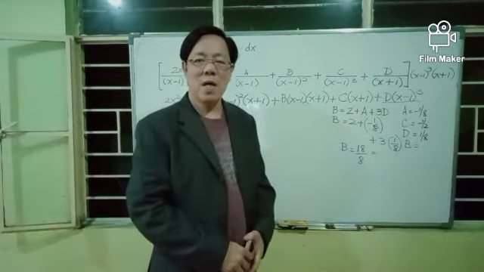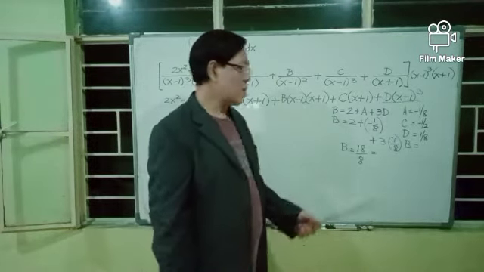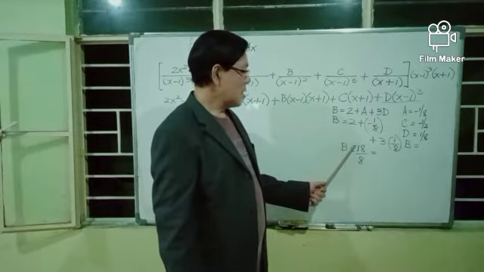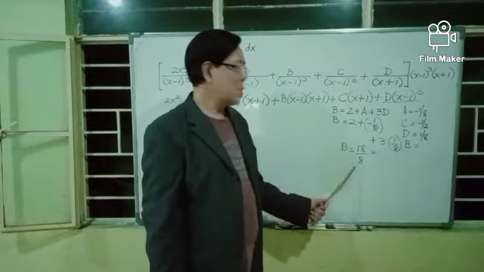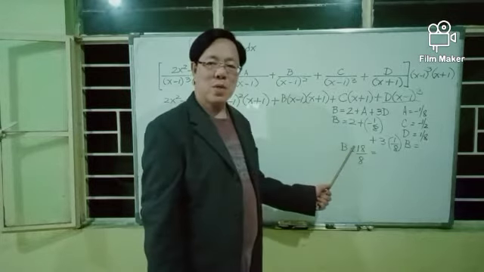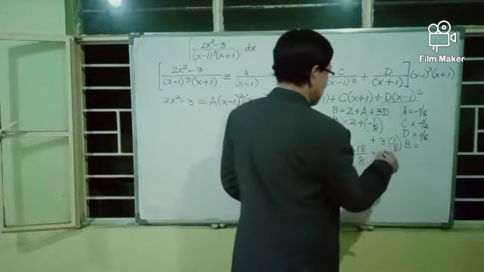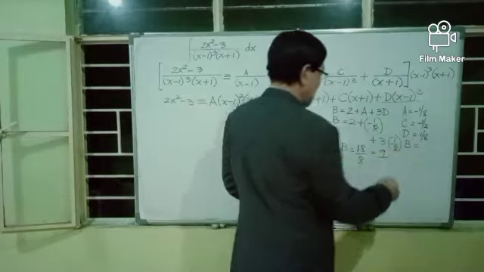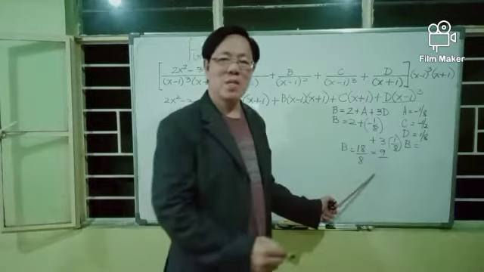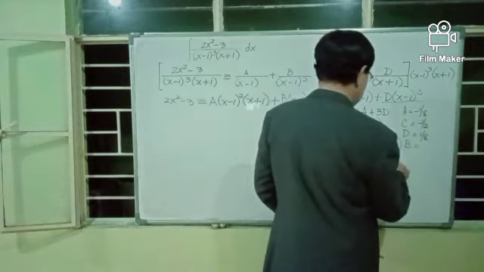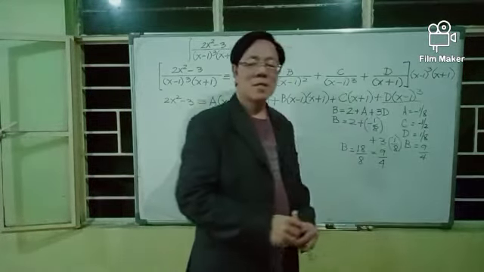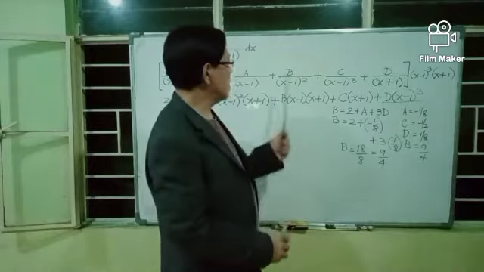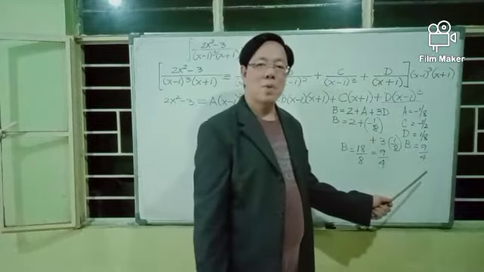And 18 over 8 can still be reduced to lowest terms by dividing 18 and 8 by the highest common factor, which is 2. 18 divided by 2 is 9, and 8 divided by 2 is 4. Thus, the value of the constant b is 9 over 4.